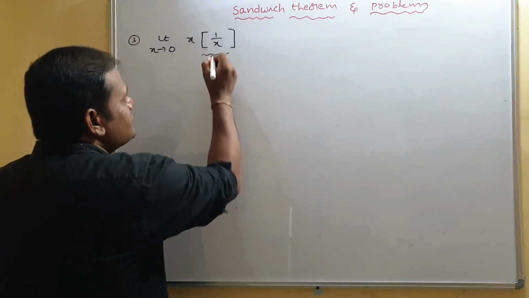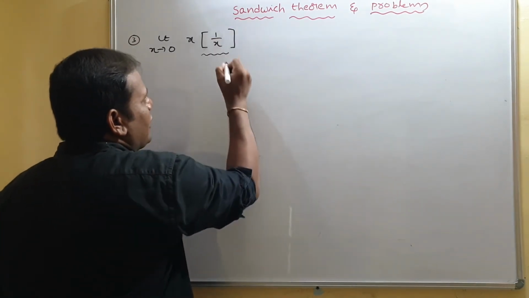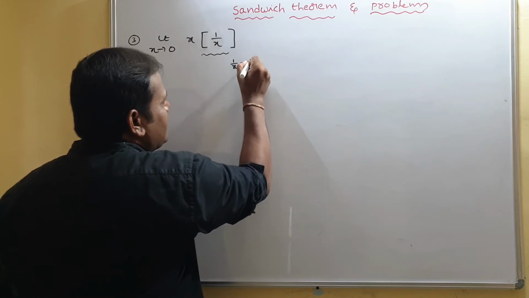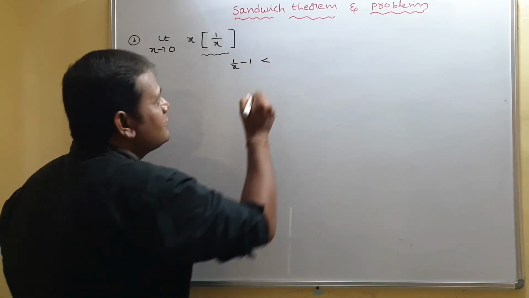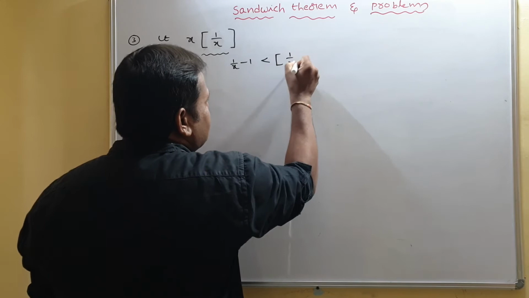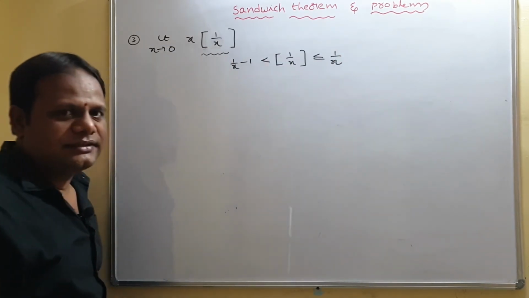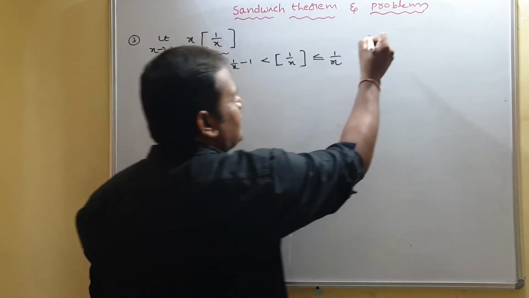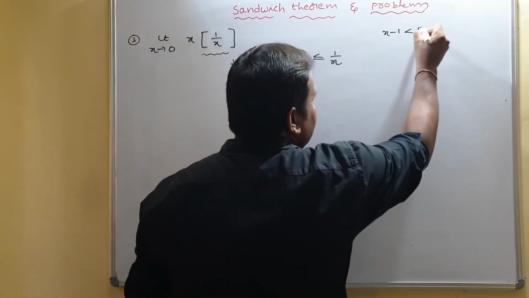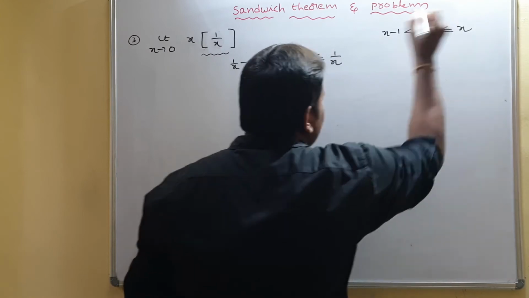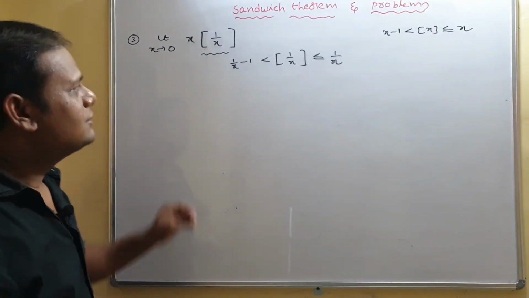Again we have a floor function, so we use that floor inequality. What is that? So here in place of x we have 1 by x. So 1/x - 1 is less than floor of 1/x, which is less than or equal to 1/x. Is it? So we have the inequality, that is x - 1 less than floor of x, less than or equal to x. So I use that.